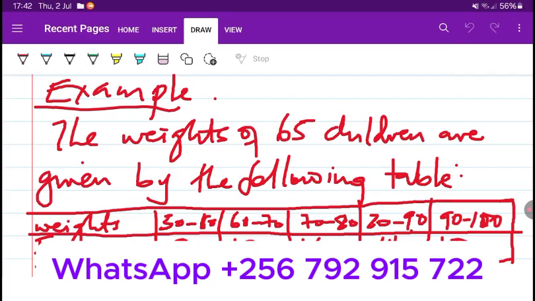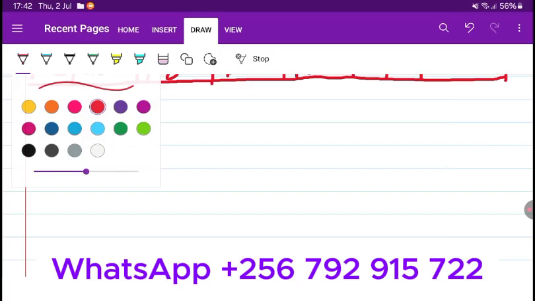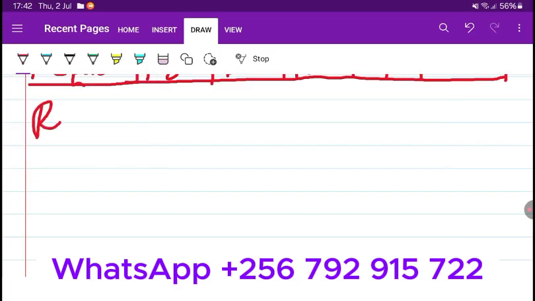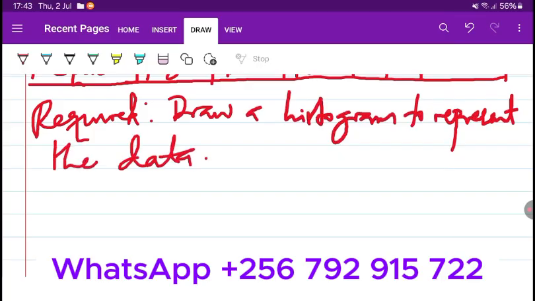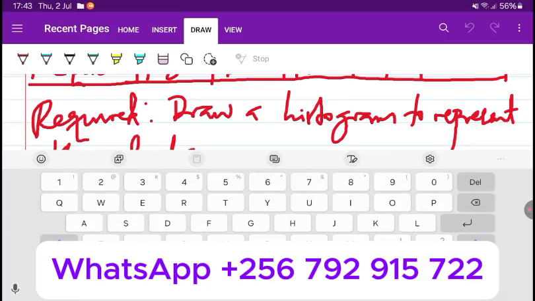Of course we go to the required. The required says draw a histogram to represent the data. So we get the solution.